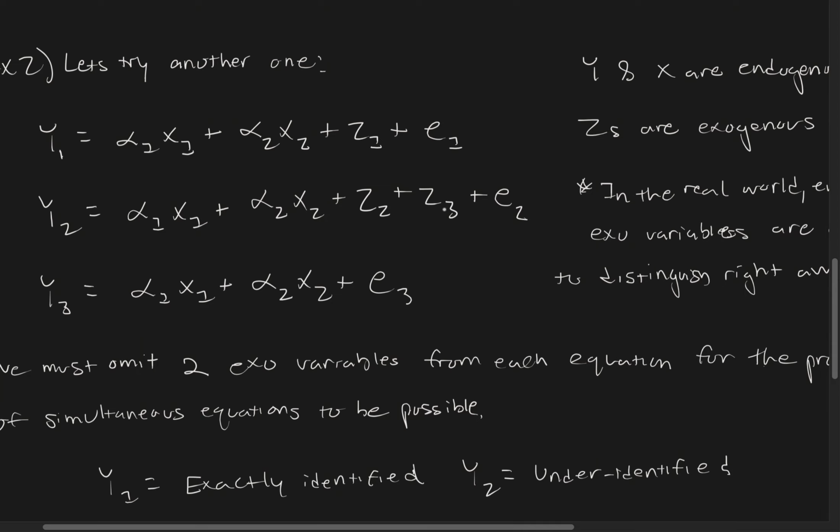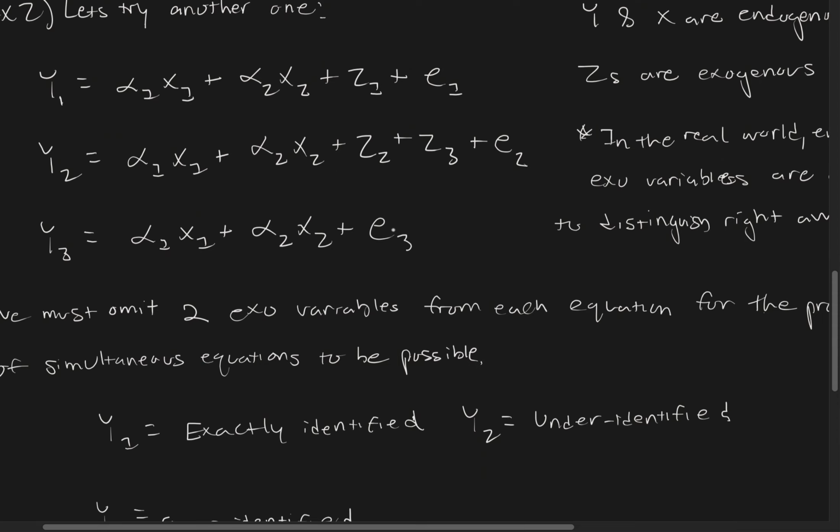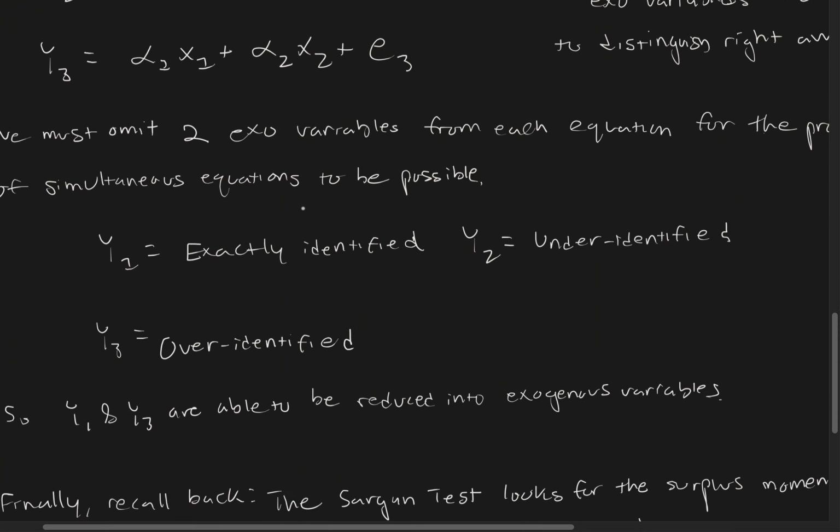So y2 is under-identified, y1 is exactly identified, and y3 has no instrumental variables. They're all omitted, z1, z2, and z3, so it's over-identified, given here.